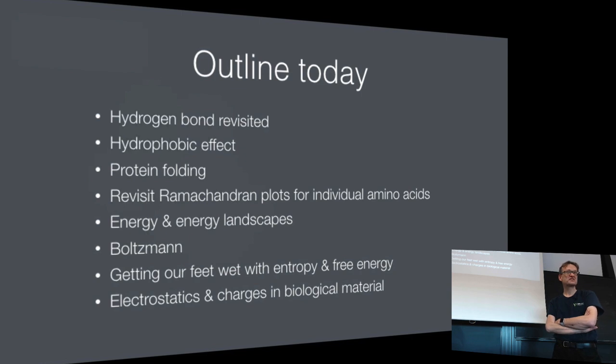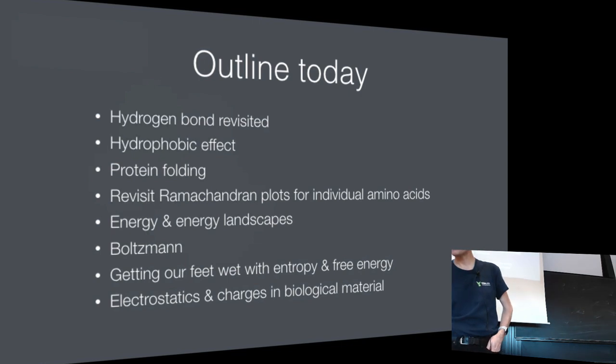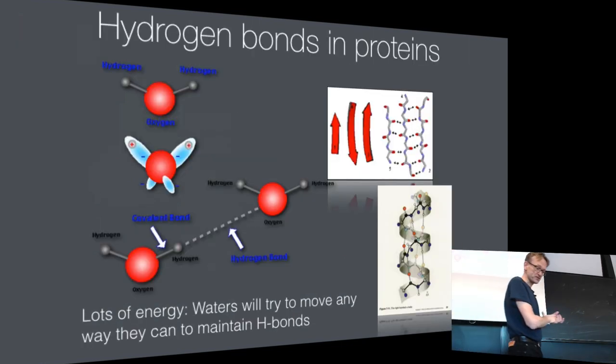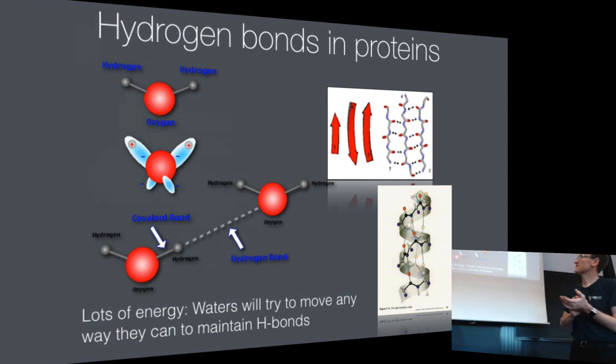In this course, it's important that you understand the Boltzmann distribution and get a gut feeling for what it actually will mean for biology. And that turns out to be a bit different in physics. And at the end, if we have time, we're going to speak about electrostatics and charges in proteins and biological material. But hydrogen bonds first. This was the few slides I didn't have time to cover on Friday.